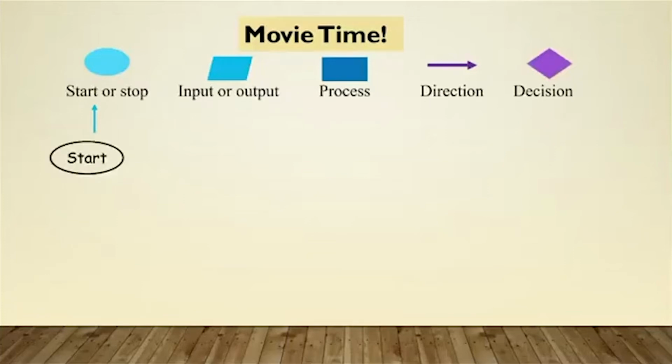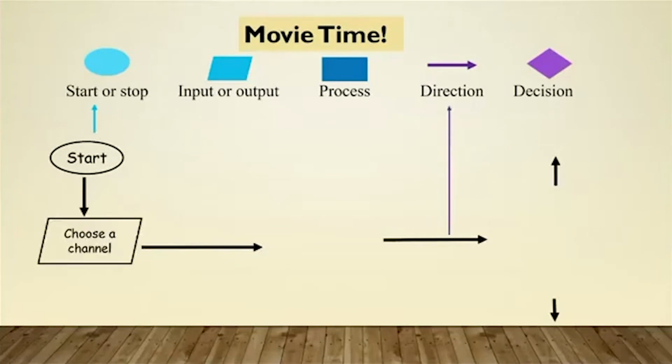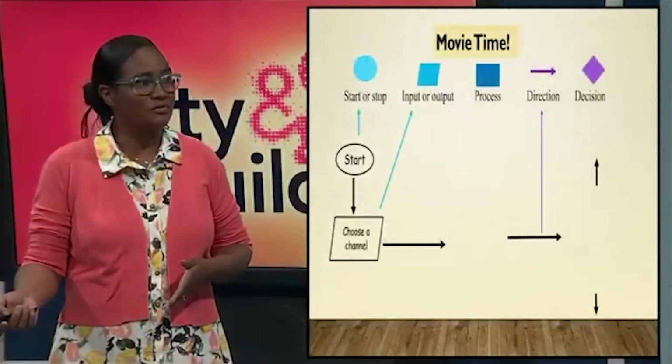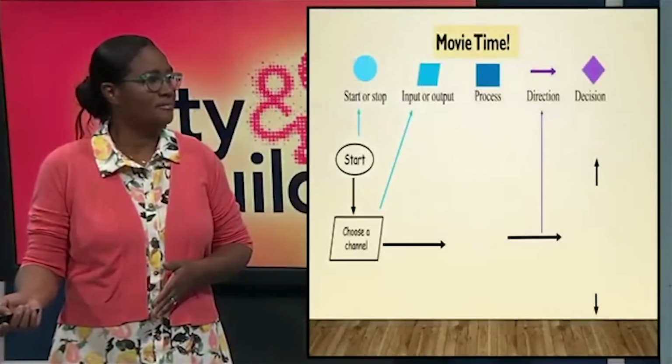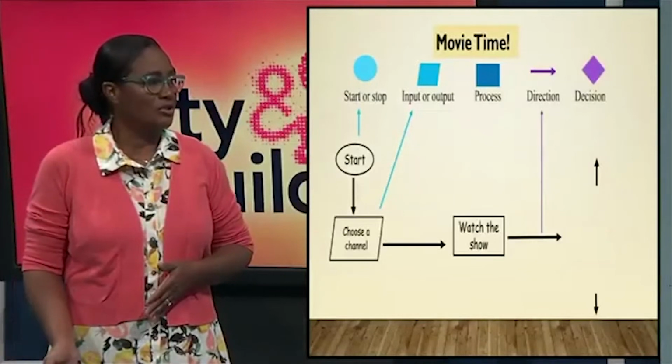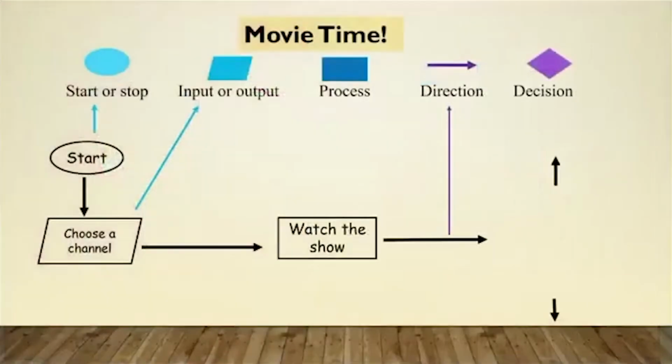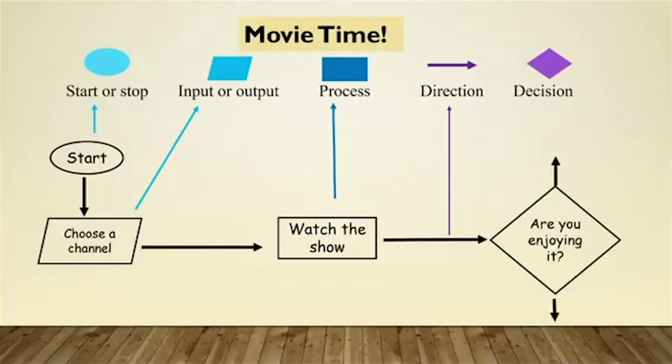That one is the start. Notice the arrows tell the direction. The parallelogram, which one is that now? We're putting in some data. I'm choosing a channel. I've not started the process of watching the movie yet. Watch the movie. Which one is that now? That's a process. I'm doing something. I'm watching the movie.